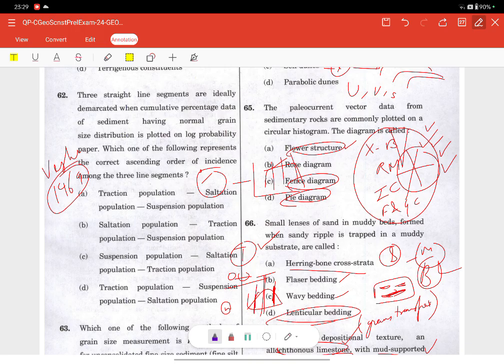So like this. Ascending order of incidence means from coarse to the finest grain population. So traction, saltation, and suspension. Okay.